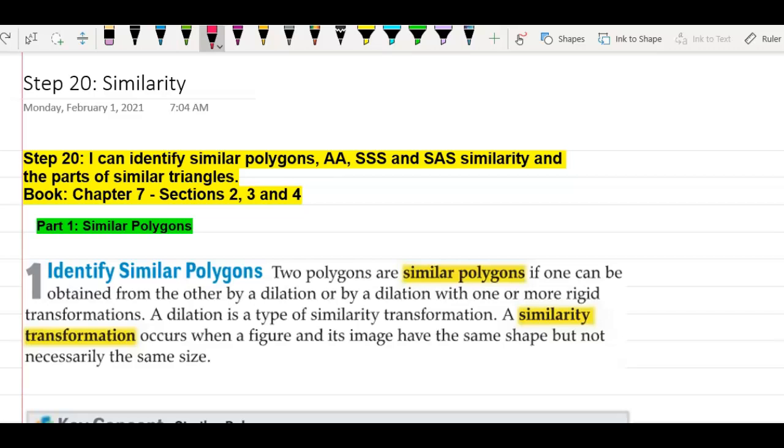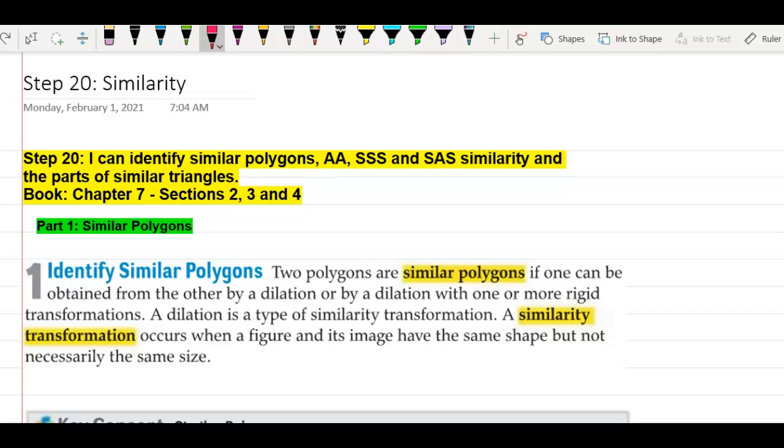In this step, we're going to talk all about similarity. So step 20 says I can identify similar polygons, angle-angle, side-side-side, side-angle-side similarity, and the parts of similar triangles. So this is in chapter 7, sections 2, 3, and 4. So part 1, we're just going to cover section 2, which is just kind of describing what a similar polygon is and starting to match up the corresponding parts.